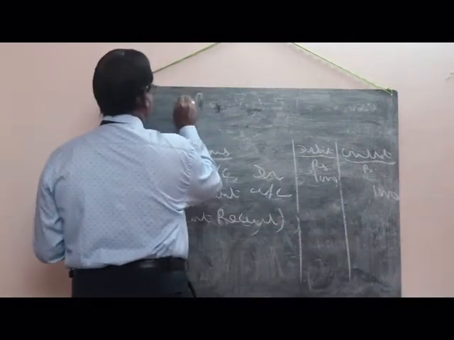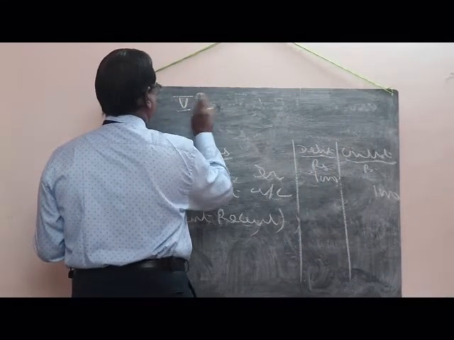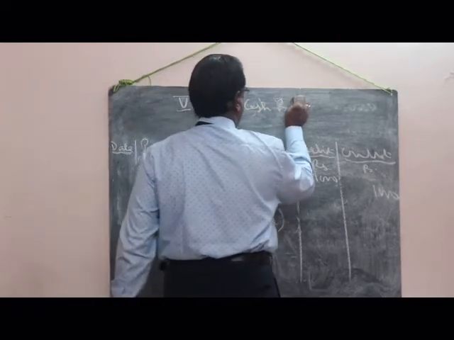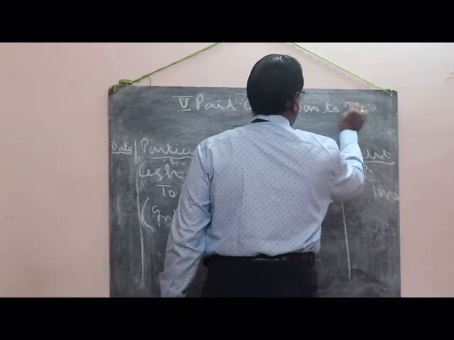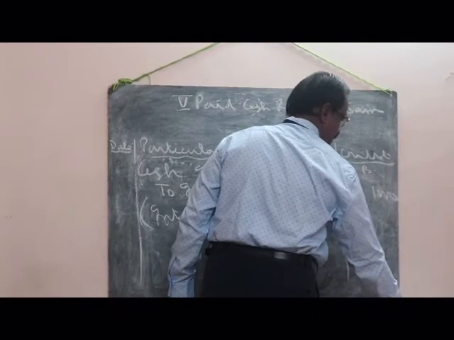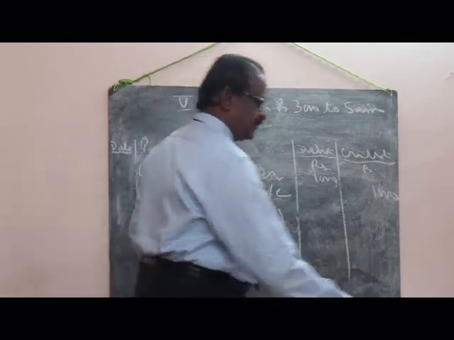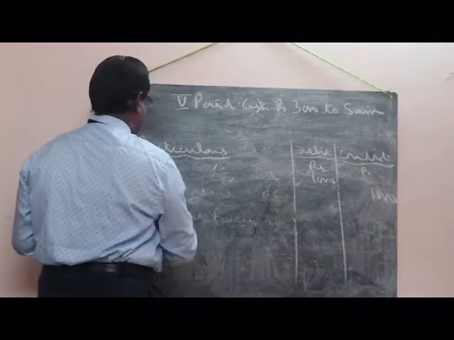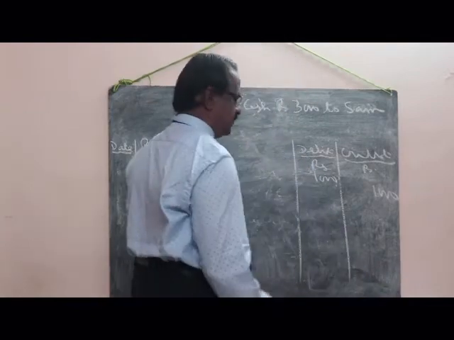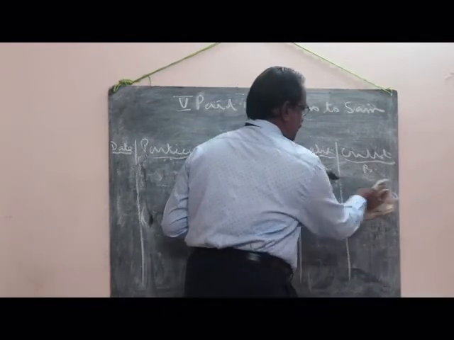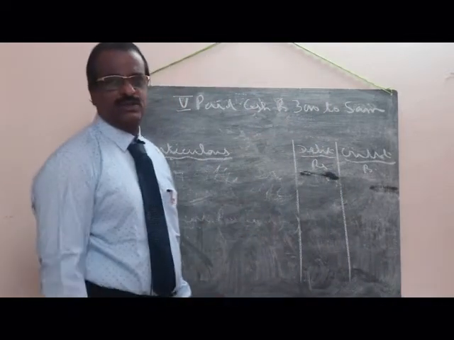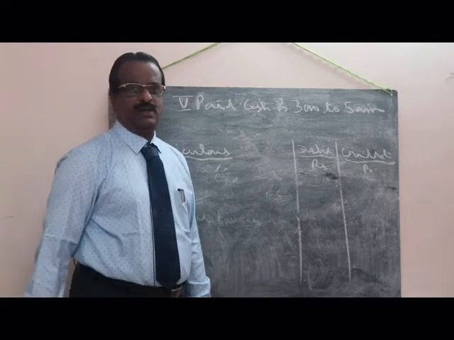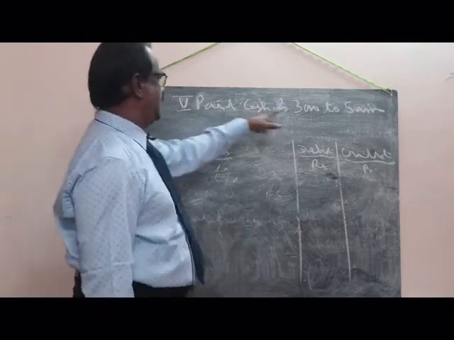The 5th transaction, paid cash rupees 3,000 to Sam. Paid cash rupees 3,000 to Sam. So here, what is the meaning? It means we are paying cash to Sam. So what you will ask? We are paying cash, so who is the receiver? Sam is the receiver.